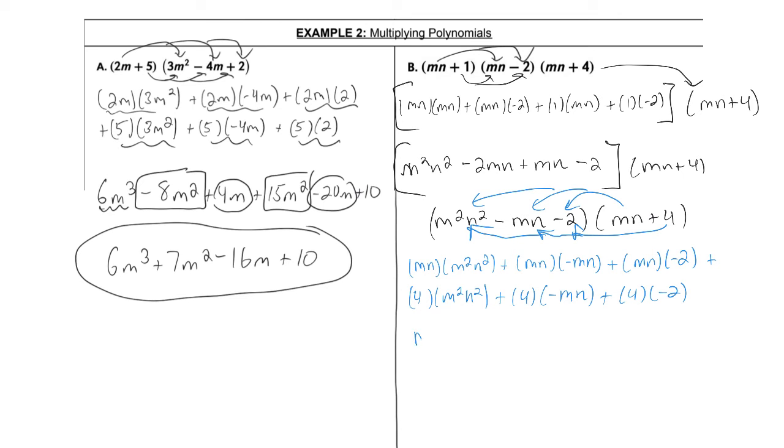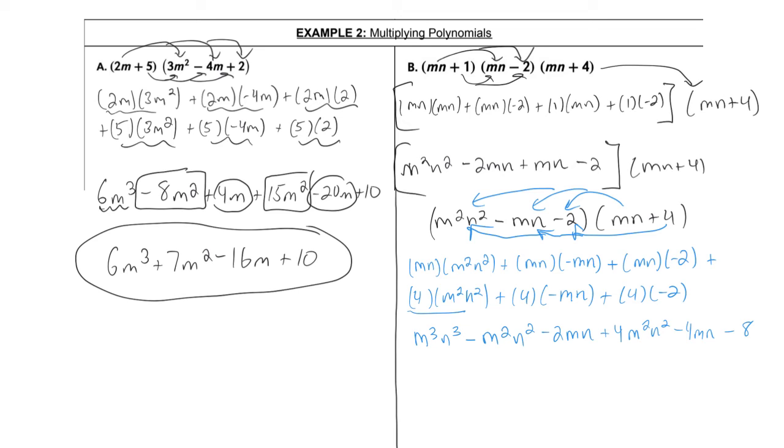So we get m cubed n cubed, minus m squared n squared, minus 2mn, plus 4 m squared n squared. Right, that was from here. Then plus, minus 4mn minus 8.